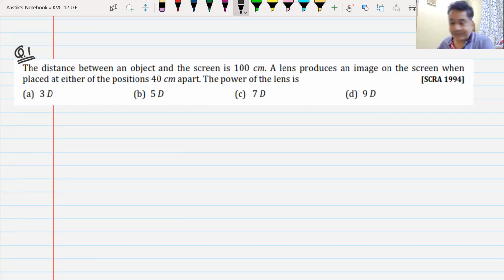What about this one? Can you tell me how are you going to solve this one? The question straight away says the distance between an object and the screen is 100 centimeters. It cannot be more straight than this. A lens produces an image on the screen when placed on either of the positions 40 centimeters apart. What is the power of the lens? Power of the lens, they have asked. Let's see who gets me this answer.